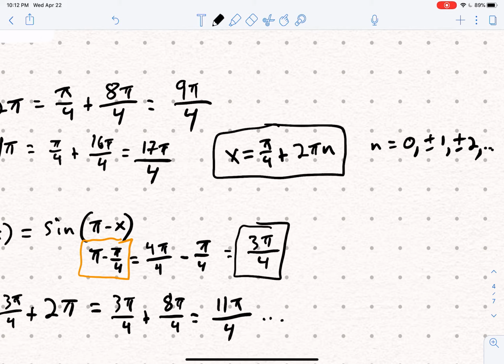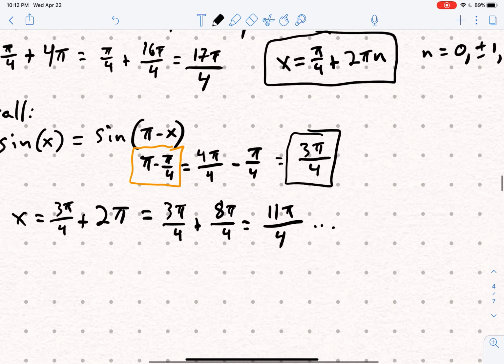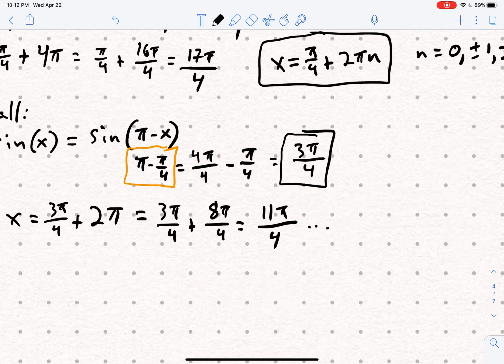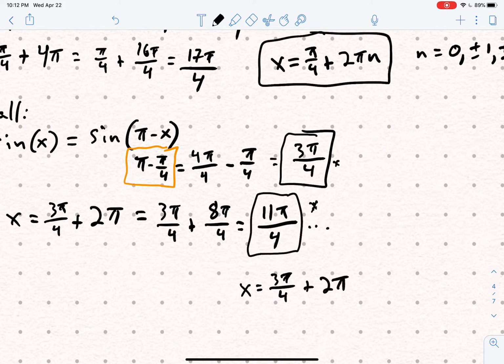Those gave us the solutions that were on what I call the uphill slope of the sine function. And then the solutions that we got down here, the 3 pi over 4 and the 11 pi over 4, we could get another one by adding another 2 pi onto that. We would get yet another one. And they're all going to look like this. We take the first one, 3 pi over 4, and then we add 2 pi to that as many times as we want. 2 pi n, where n is equal to 0 or plus or minus 1 or plus or minus 2, dot, dot, dot.